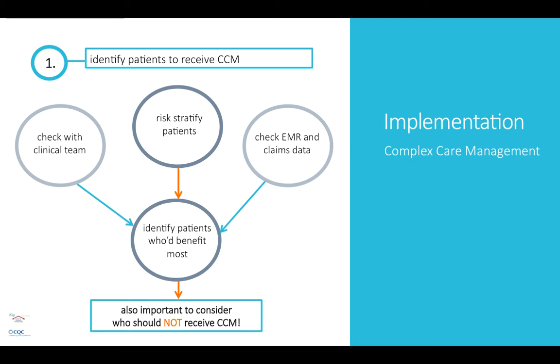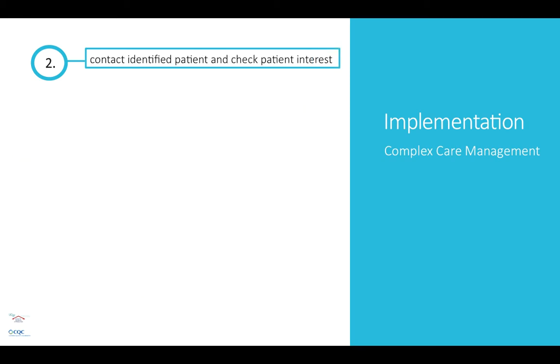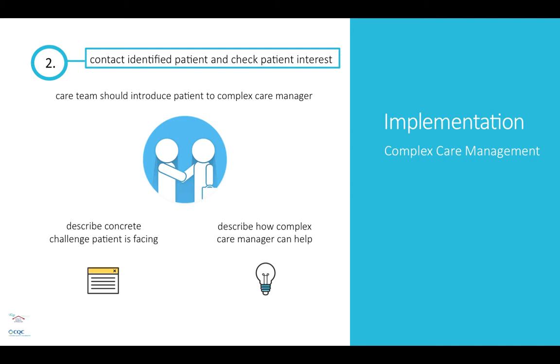Once appropriate patients are identified, the care team should introduce the patient to the complex care manager in a warm handoff whenever possible. It is helpful if the care team can describe a concrete challenge that the patient is facing, such as getting their prescriptions organized, and how the complex care manager can help. A complex care management team member can meet with people who are interested and provide more information about the services that they can provide, how they communicate with the care team, and how to get in touch with them.